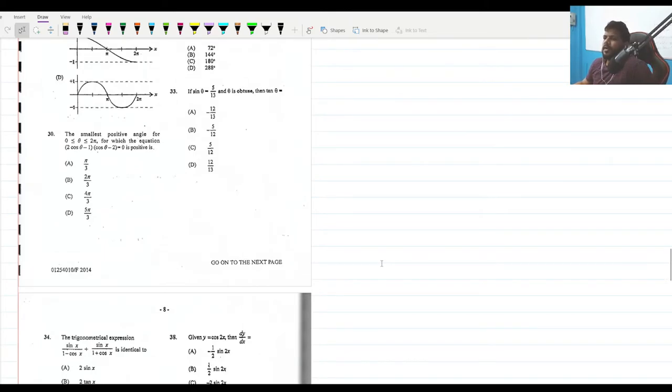The smallest positive angle theta between 0 and 2 pi, for which the equation is positive. So I'll just check all of these answers. I'm not going to bother to solve this. I'm just going to check all these answers. They did give me conditions. They want the smallest positive angle. All of these are positive. They want the angle between 0 and 2 pi. This is a third, 2/3, 1 and a third, 1 and 2/3. So all of these are between 0 and 2 pi. So I'll just check the smallest one and make my way up.